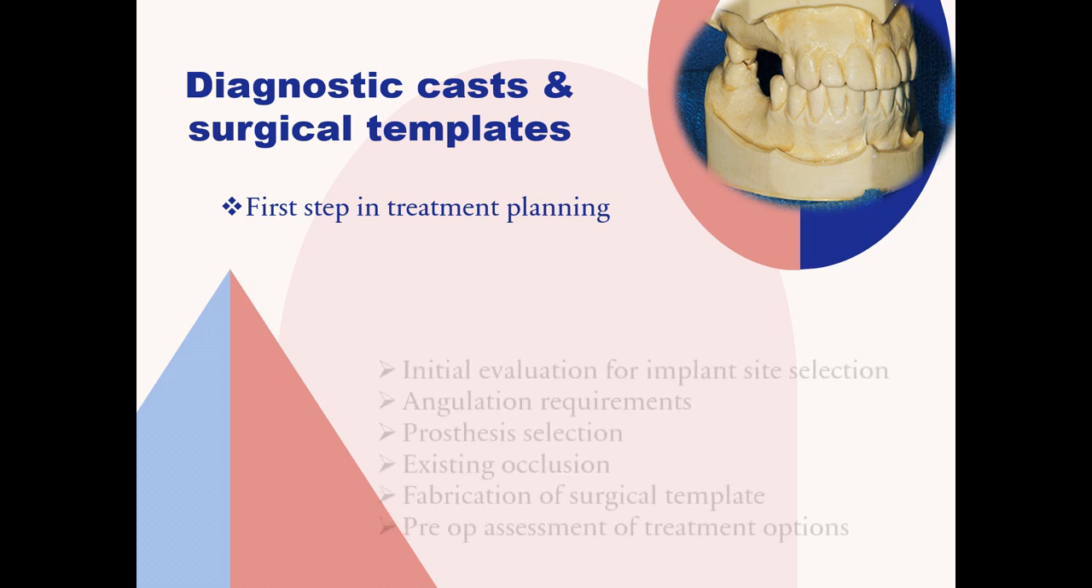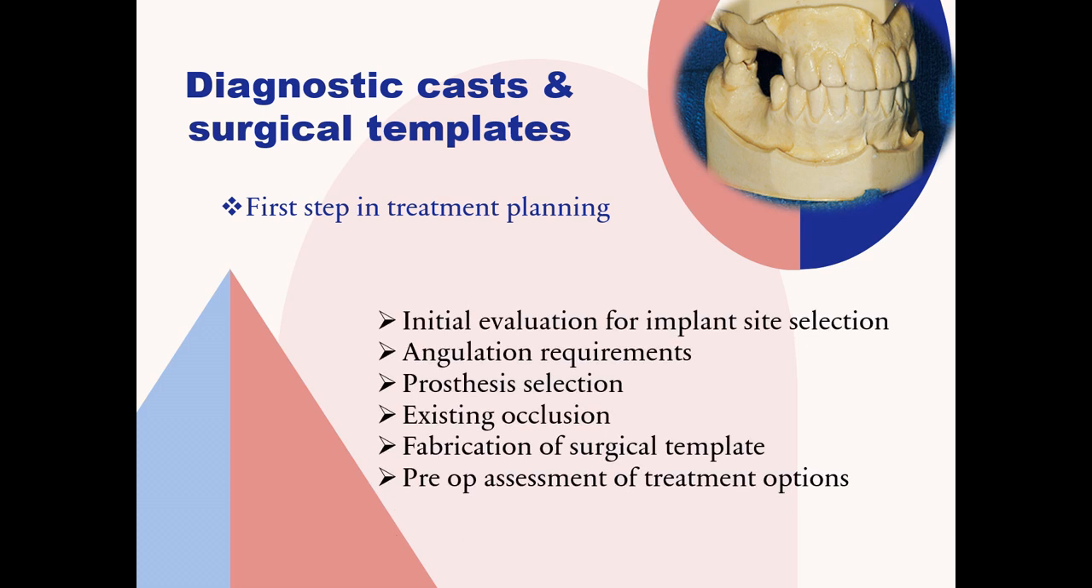So what are the uses of these diagnostic casts? So these are used for initial evaluation of the implant site selection, angulation requirements, prosthesis selection, existing occlusion, fabrication of surgical template. When after mounting we do the diagnostic wax up, and these final diagnostic casts are duplicated to fabricate surgical templates. And also this allows for a pre-operative assessment of the various treatment options that we can discuss with other practitioners or laboratory technicians, and also patient consultations. So these are the uses of diagnostic cast.